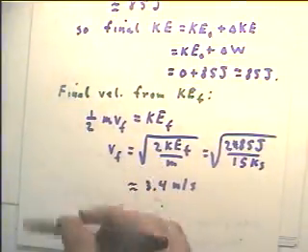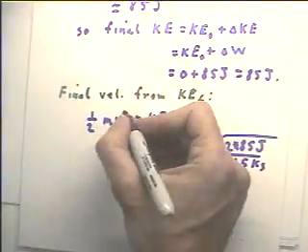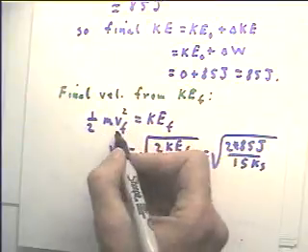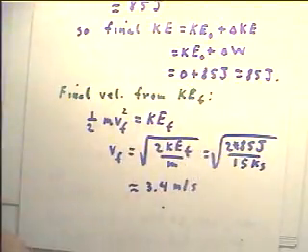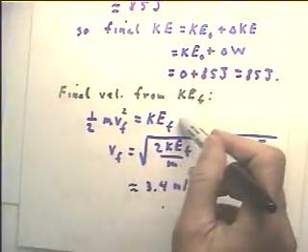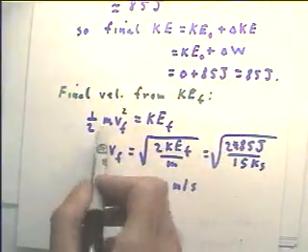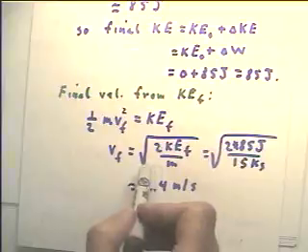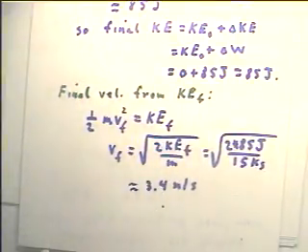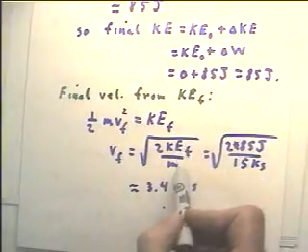Well, 1/2 m Vf squared, if Vf is the final velocity, is the expression for the final kinetic energy. This expression can be solved for Vf: multiply by 2, divide by m, and take the square root of both sides. And we get this expression.